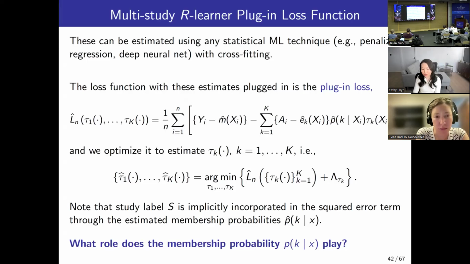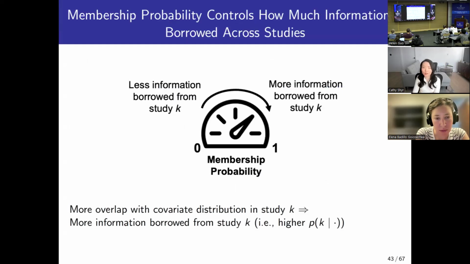So at this point, I want to quickly pause and really dig into the membership probability for a few slides. And this will give everyone more intuition as to what's really going on under the hood. So in a nutshell, the membership probability controls how much information is borrowed across studies. The higher the probability, the more information is borrowed. So essentially what this is saying is that if there's more overlap between the covariate distributions in study K and the new patient's covariates, then more information is borrowed from that specific study.